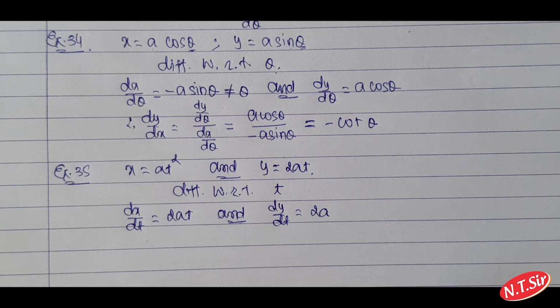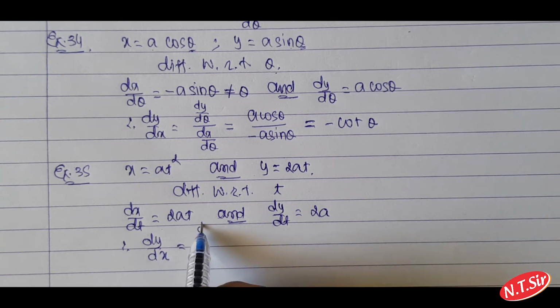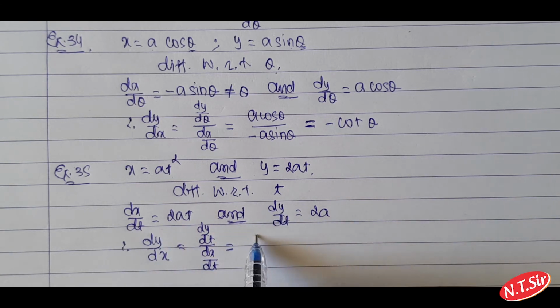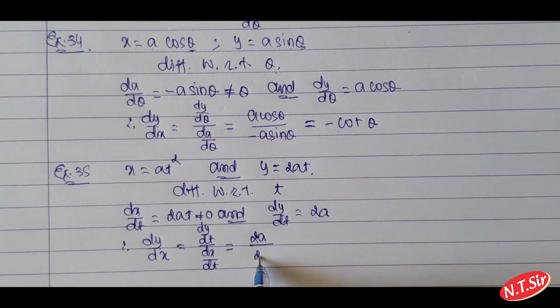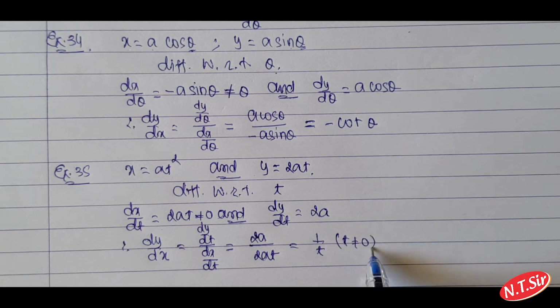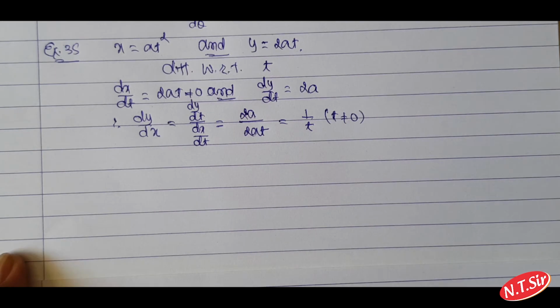So therefore, by parametric differentiation rule, what we get? dy by dx is equal to dy by dt upon dx by dt. So dy by dt is this, so 2a, right? Whole upon dx by dt is this, and this must be not equal to 0. So this is 2at. So what is your answer? Answer will be 1 upon t, right? Where t not equal to 0, आप यहाँ भी लिख सकते हो ऐसा कि t not equal to 0 है, right? आई बात समझ में?